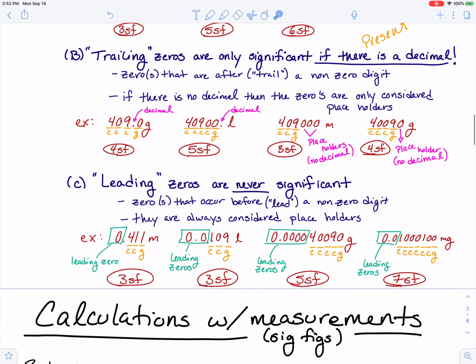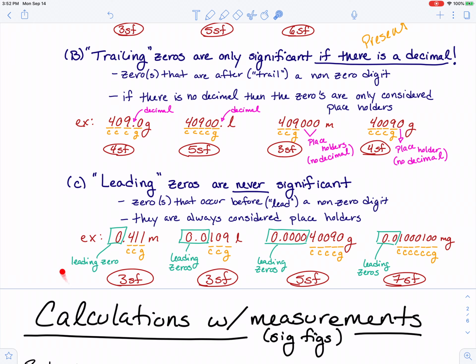Last rule about zeros. Leading zeros are never significant. They are always a placeholder. So zeros that occur before a non-zero digit are considered leading zeros, and they are always considered a placeholder. So they are not part of the measurement. They just tell you what place the measurement numbers start in. So here is my first one. And I'll show you how to write all of these numbers so that you don't even need to write the zeros, because again, the zeros are just placeholders.